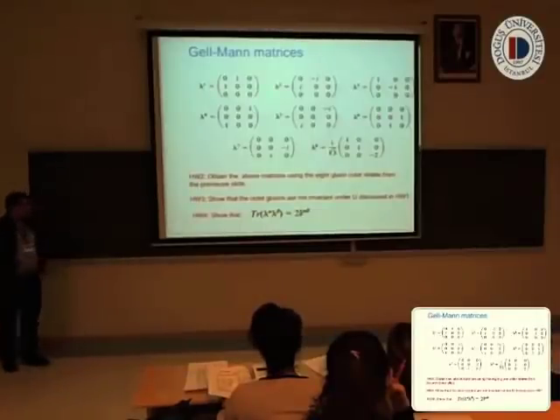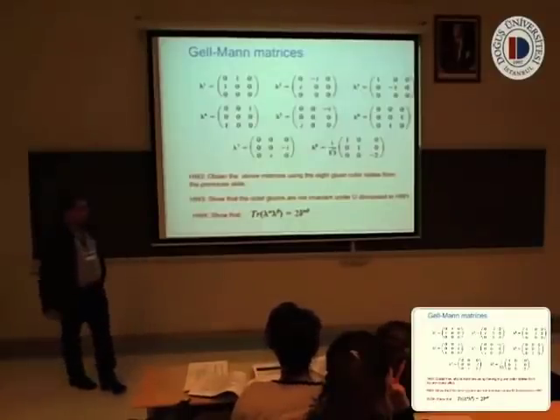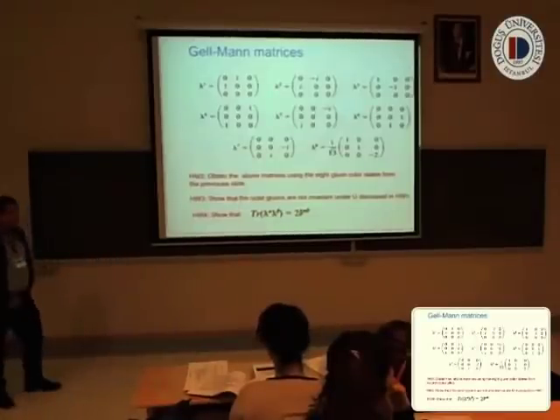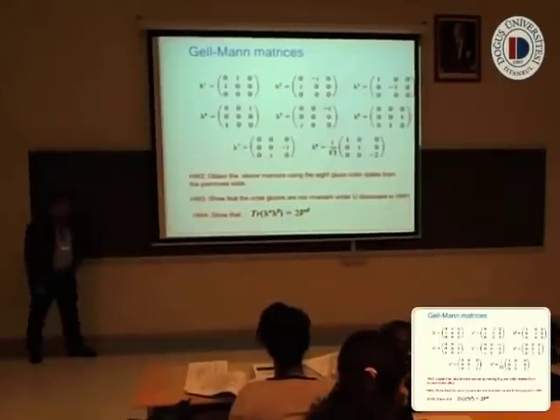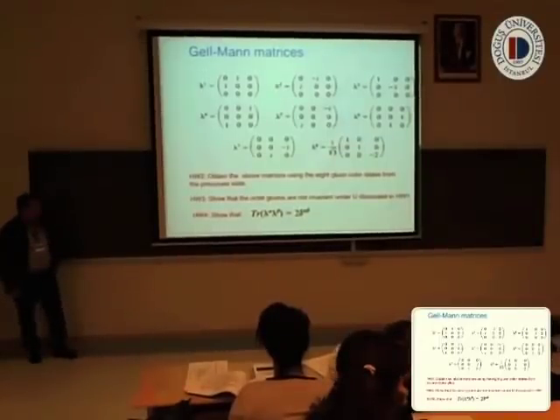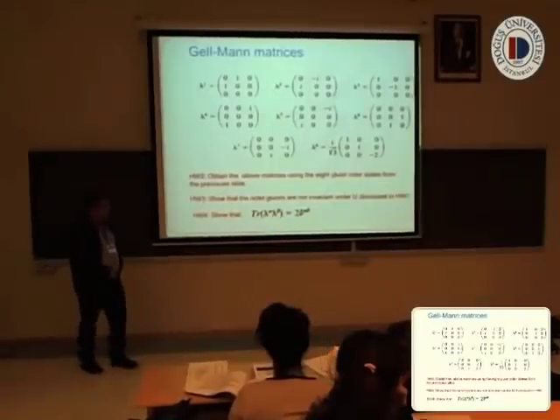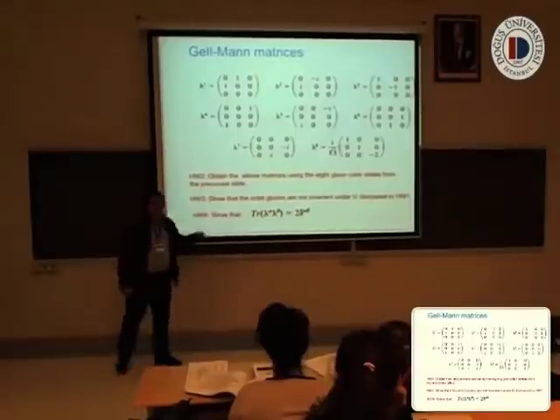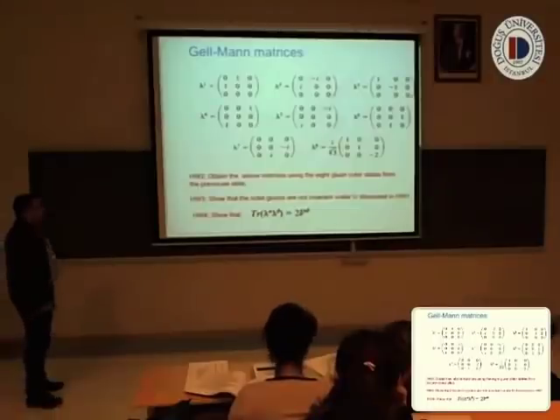And as another homework, show that the octet gluons are not invariant under the U, which we discussed in the first homework. And as the next homework, show that the trace of the multiplication of two Gell-Mann matrices gives 2 times delta alpha beta. Delta alpha beta is the Kronecker delta, as you know.